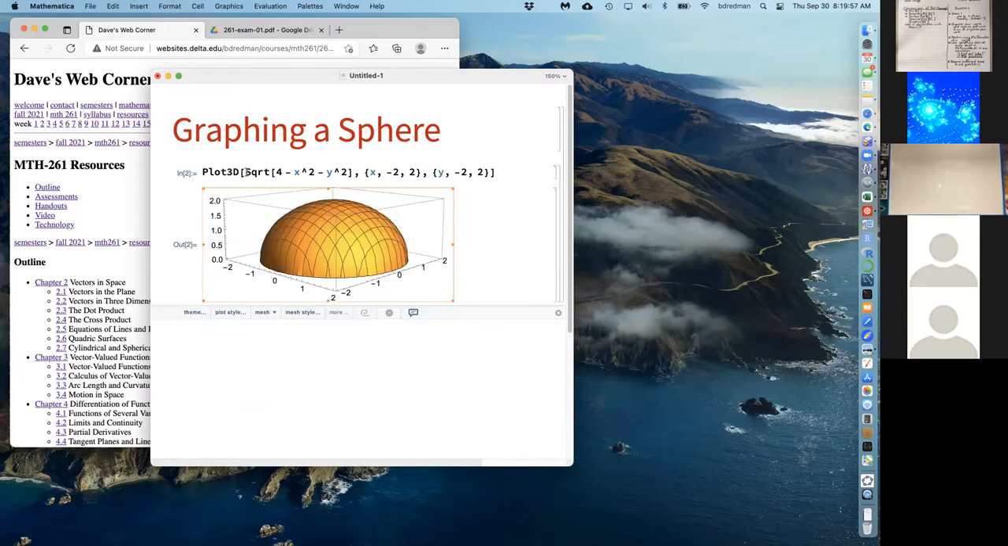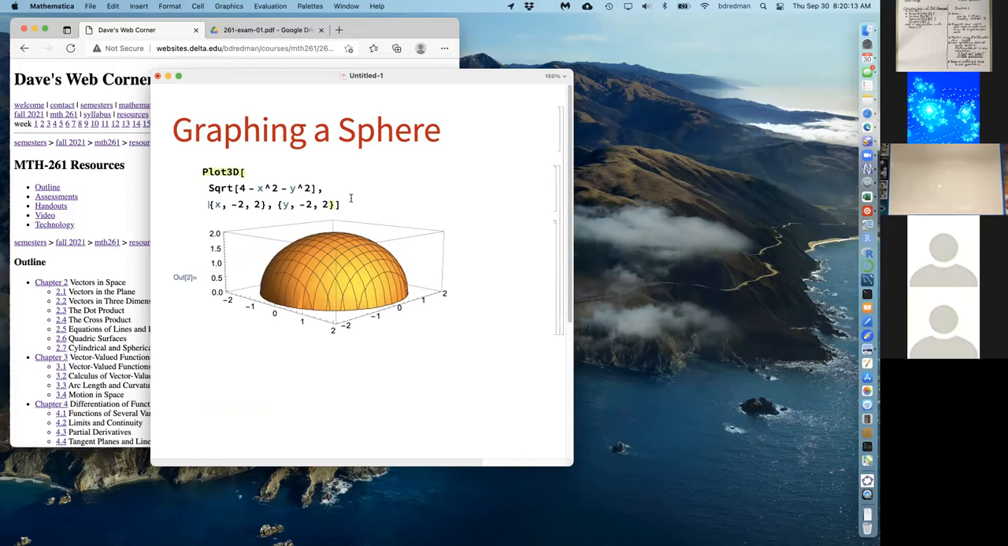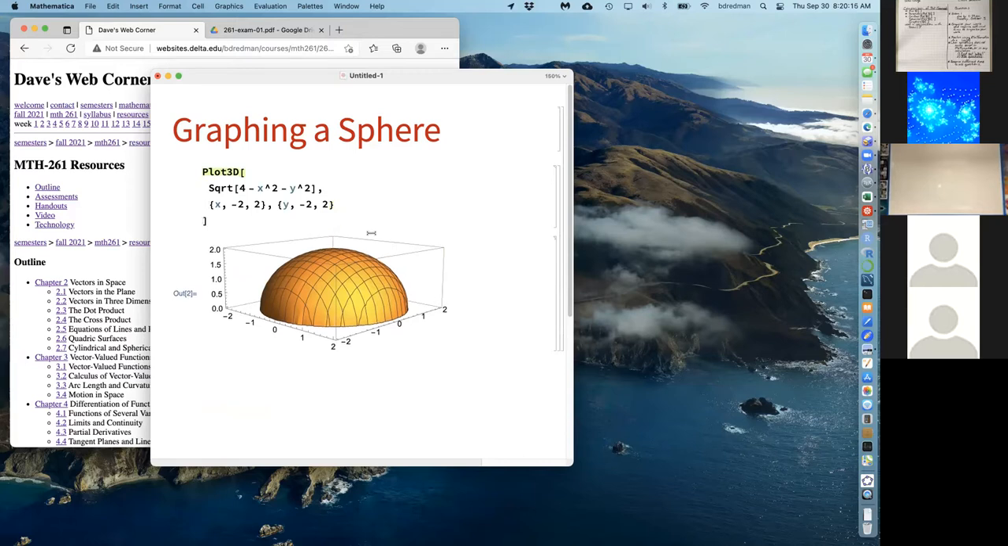Well, here I've graphed the square root of something. I need to graph the opposite of square root to get the bottom side. So can I have two plotting functions? Can I have two functions in one plot structure? Yes, no problem. But first, I'm going to do some indenting so I can read this better. Good. I just did simple return keys or enter keys on my machine.